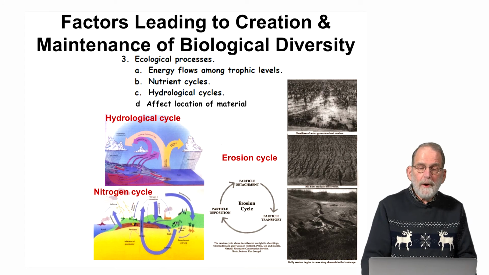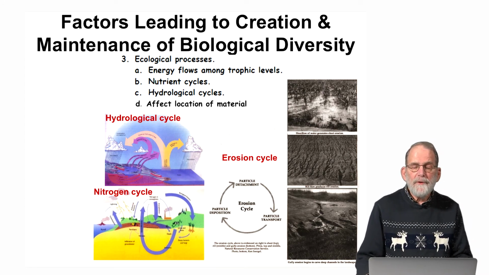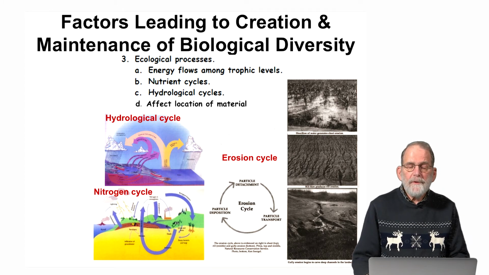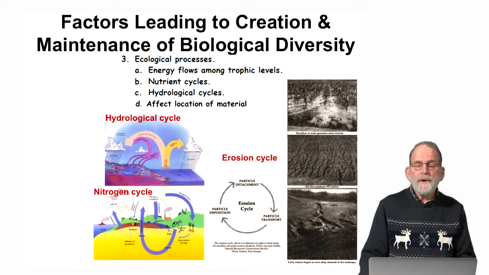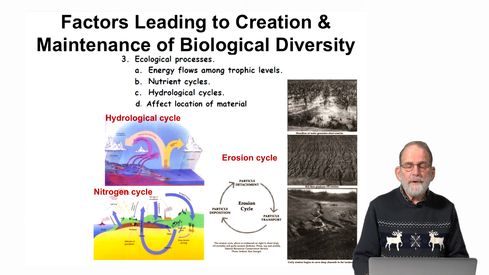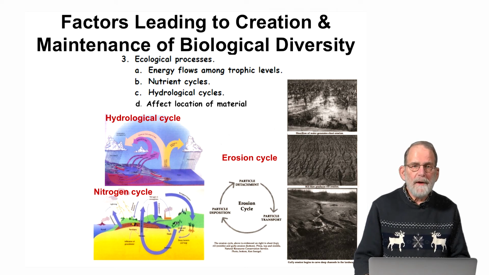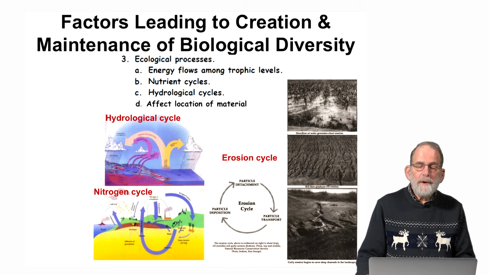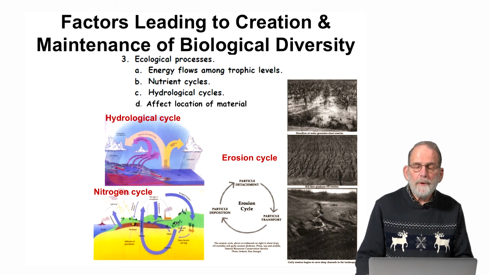We can also talk about ecological processes that lead to creation and maintenance of biological diversity. Essentially, processes such as energy flows among trophic levels, nutrient cycles, and hydrologic cycles affect the location of material in the landscape. So the redistribution of material, nutrients, and other matter within the landscape affects the level of biological diversity that's present.